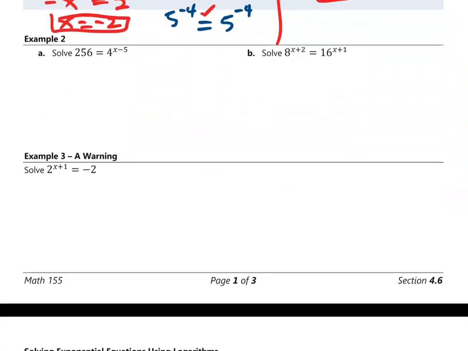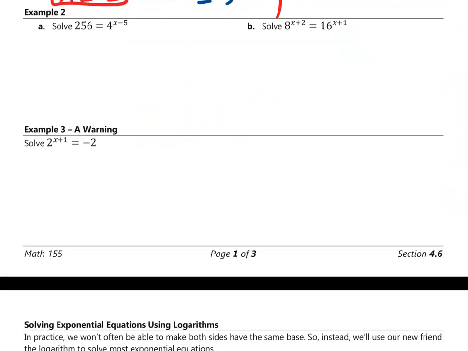Right, next examples. Letter A, solve 256 equals 4 to the power of x minus 5. So remember, we want them to have the same base. So we use the properties to solve exponential equations with like bases. So here on the right side, the base is 4. So now the question is, on the left side, 256, can we express this with the base 4?